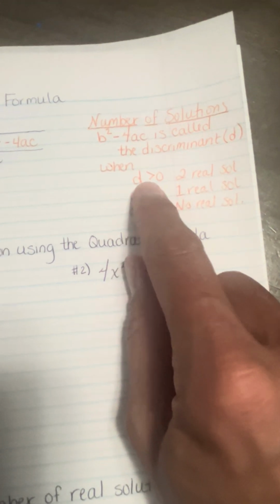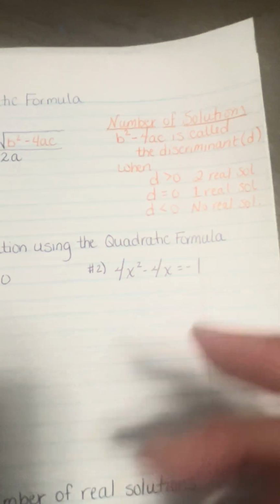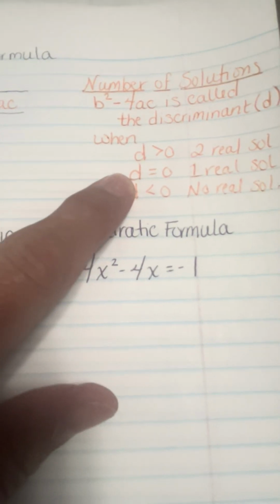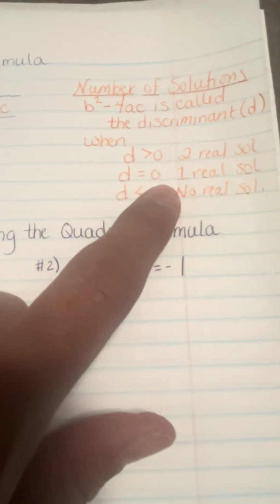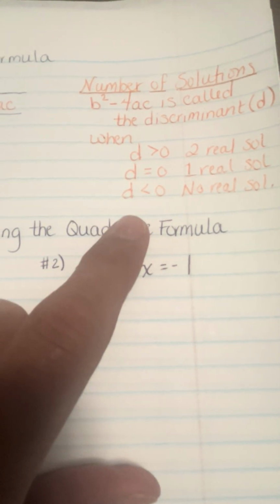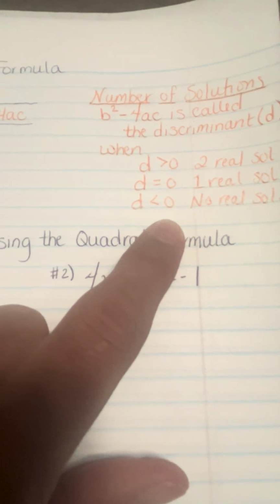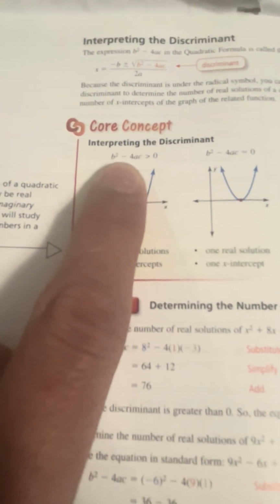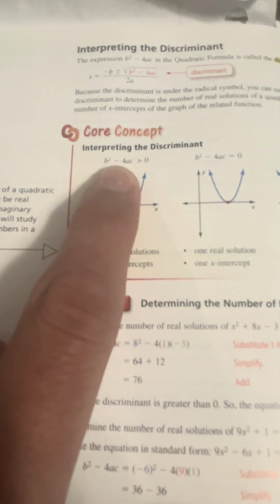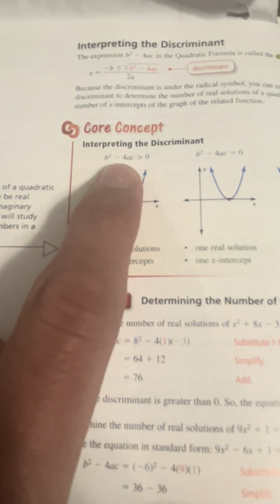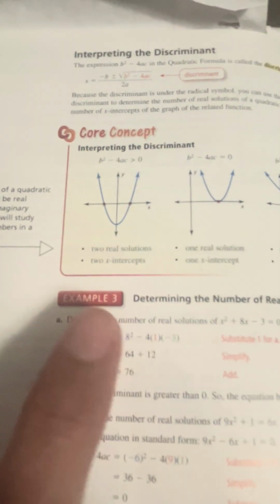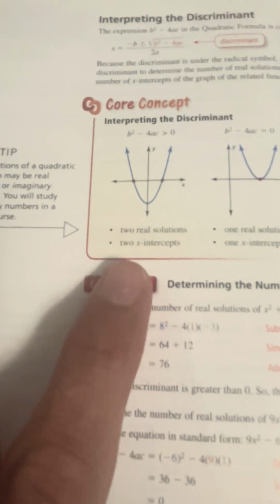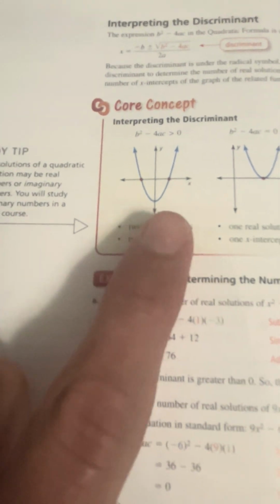When the value of d is greater than 0, we have two real solutions. When the value of d is equal to 0, we're going to have one real solution, and when the value of d is less than 0, there are no real solutions. So in other words, right here, interpreting the discriminant. This is our discriminant. When we plug the numbers in there and we do the math, and this value is greater than 0, we have two real solutions, two x-intercepts. So our graph would resemble this.